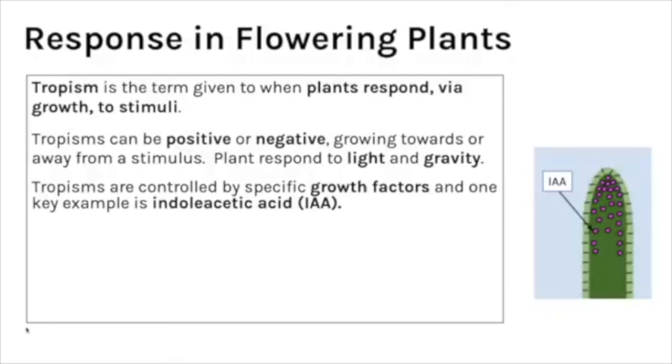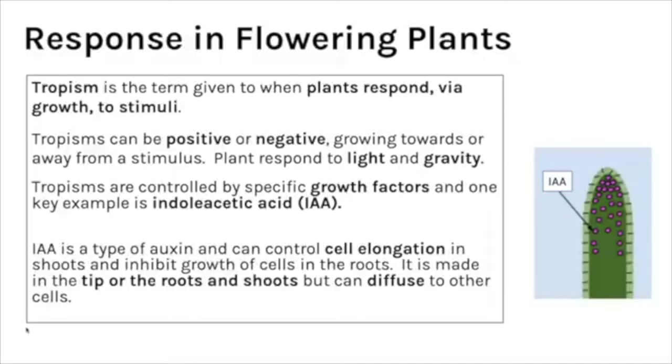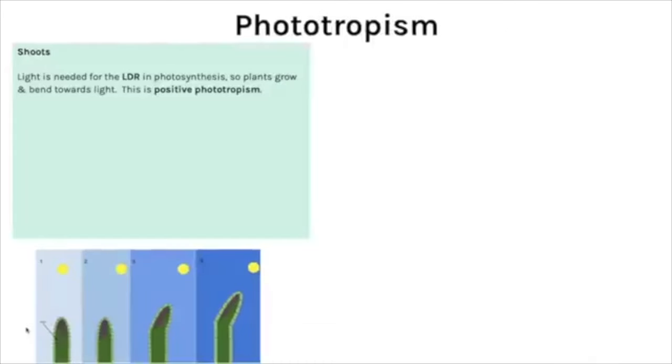Now, tropisms are actually controlled by specific growth factors, and one key example is IAA. Now, IAA is a type of auxin and it can control cell elongation, meaning making the cells get longer. And this is in shoots, it elongates, but having IAA in the roots actually inhibits the growth of cells. IAA is made in the tip of both the roots and the shoots, but it can move through by diffusion to other cells.